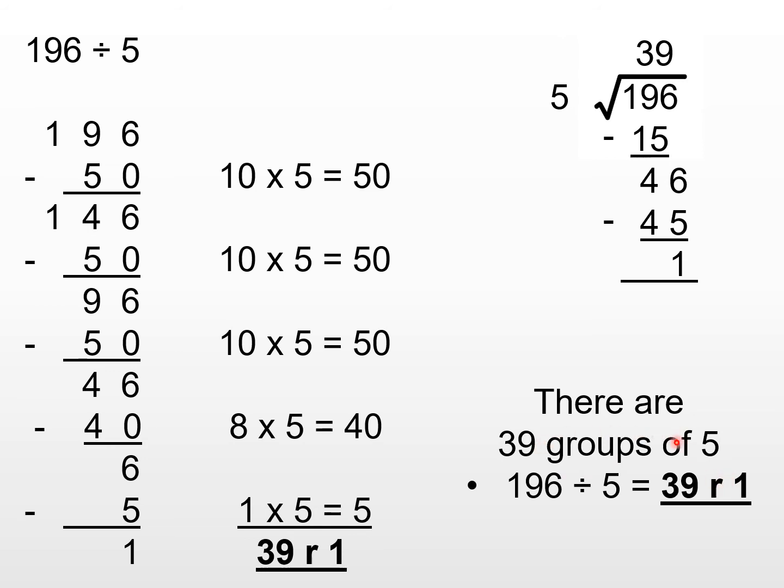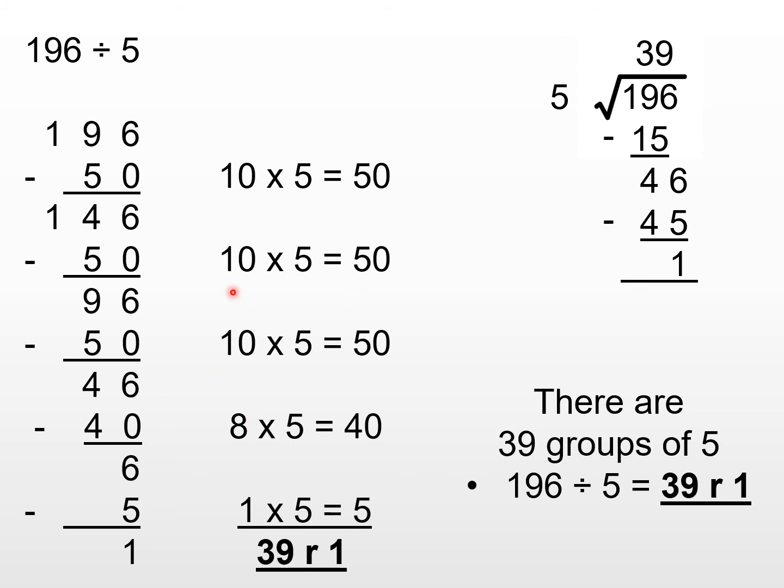39 groups of 5 means that in each group we have 5 balls. So 39 remainder 1. Mentioning the remainder is really very important because this shows that 196 cannot be divided by 5 exactly. You have a remainder of 1 left.